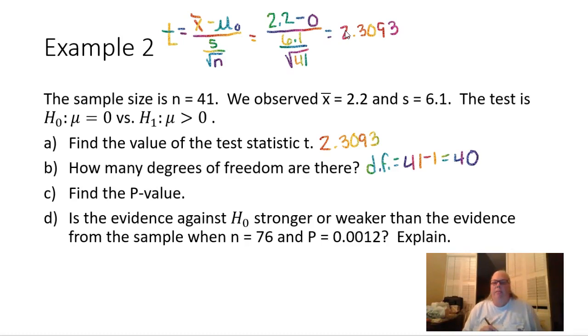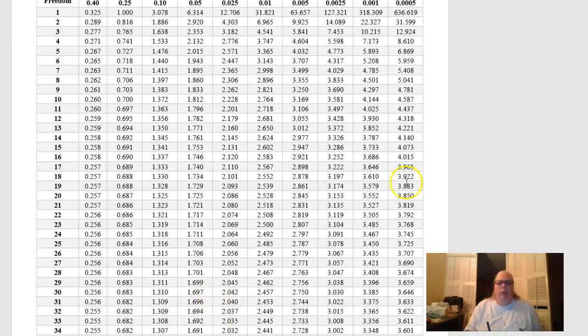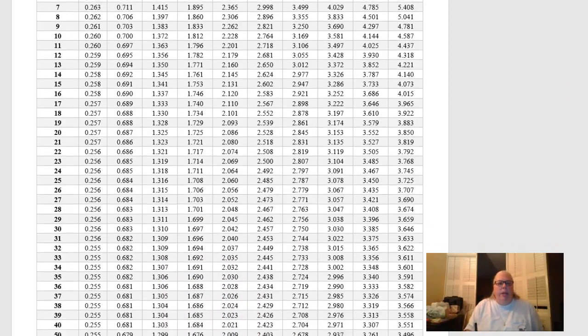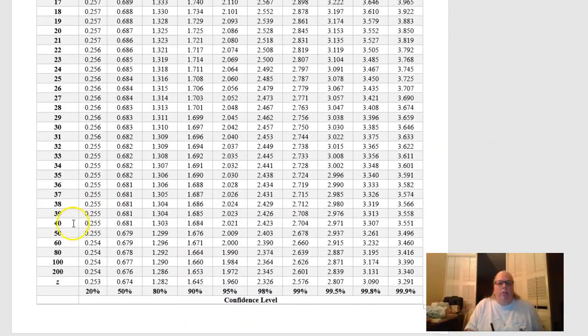Part C, find the p-value. Okay, if we use table A3, then we're going to go to line 40, and we're going to try and find 2.3093. Line 40, right here, 2.3, all right, there's 2.4, there's 2.021.